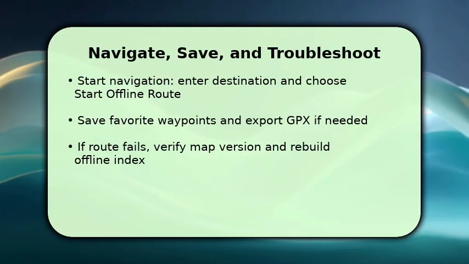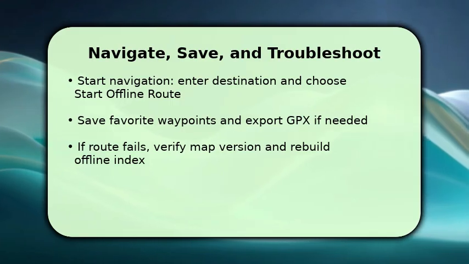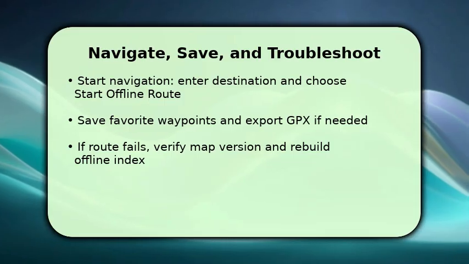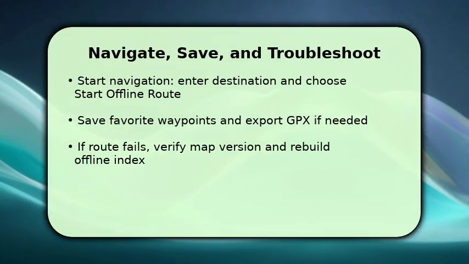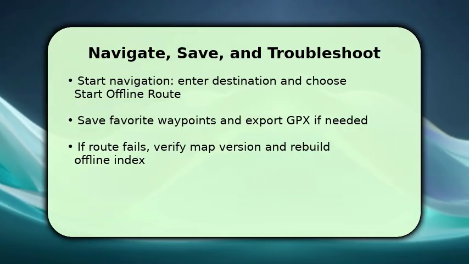If the app can't route or displays blank tiles, make sure the offline map version matches the app's current database and that the offline search index finished building. If necessary, delete and re-download the region. Then reboot the app to rebuild caches and restore full functionality.